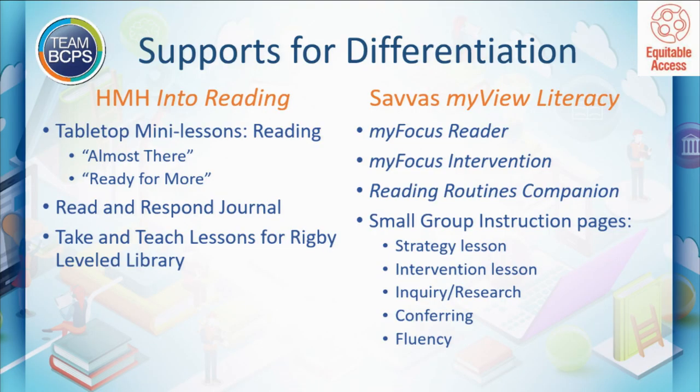Next slide. And so when we talk about supports for differentiation, again, through equitable access, we're really looking at some of the different features that HMH Into Reading and Savvas MyView provide. So Into Reading has a tabletop mini lesson, and they actually have a couple different pathways. One is for our almost there, and one is ready for more. And so they're really acknowledging that students are going to be at different places in different lessons, and there are lots of options to differentiate. And sometimes I know we say, oh, let's differentiate for the students that aren't there yet. But what HMH does is they do give for students that are ready for more, and they've surpassed already that lesson standard. In addition, Into Reading has a read and respond journal, and then take and teach lessons that align to content area text that support that core theme for that module.